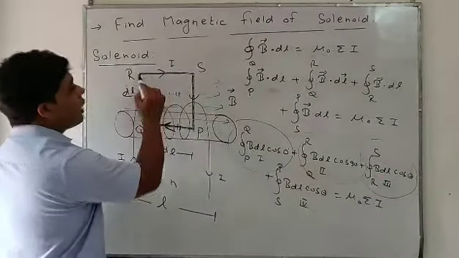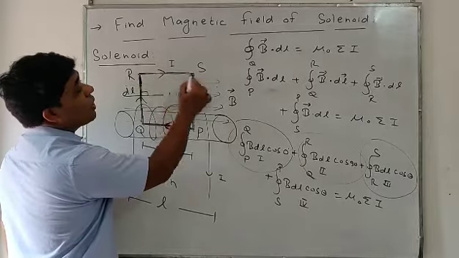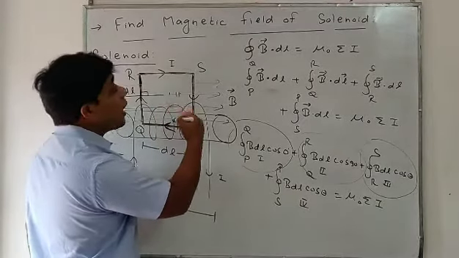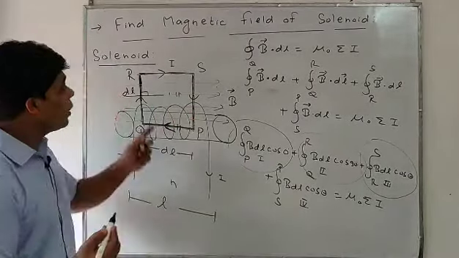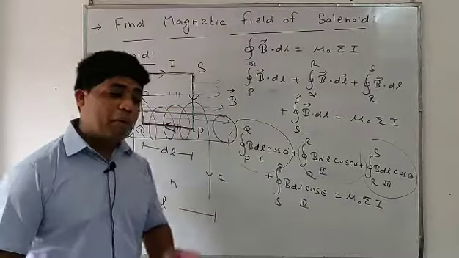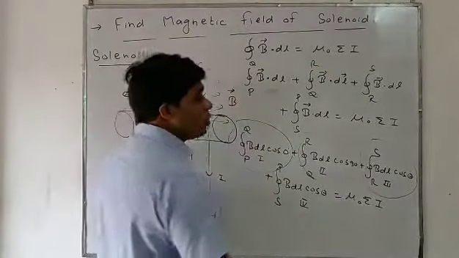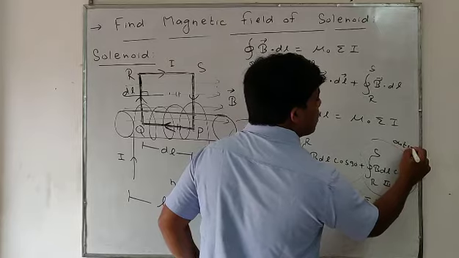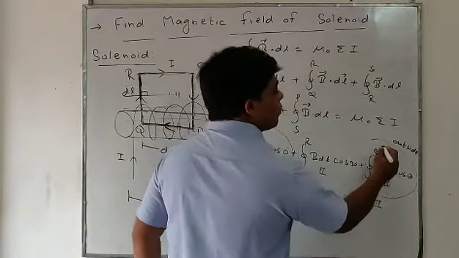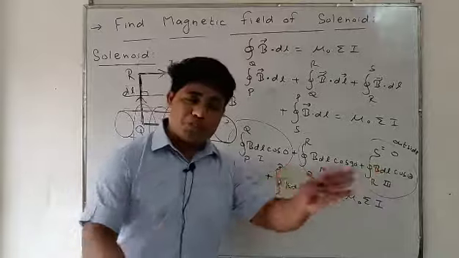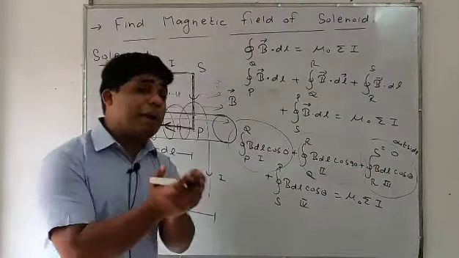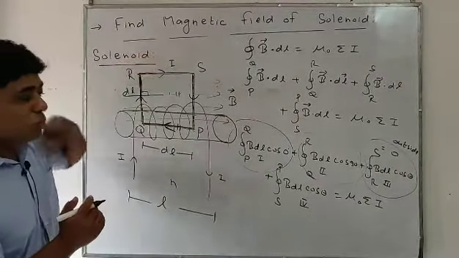Come to the third portion, B dL cos theta, third part R to S. In R to S, this portion is situated outside the solenoid. Students, look, RS portion is situated outside the solenoid. So there will be no magnetic field. This component will not generate any magnetic field. Why? Because that is situated outside the solenoid. So here I am going to write outside the solenoid, so it will be 0. It will not participate in giving the magnetic field.